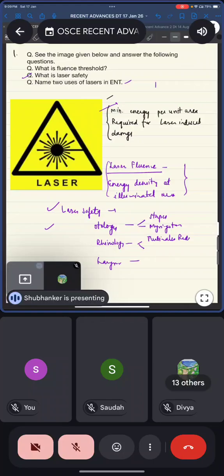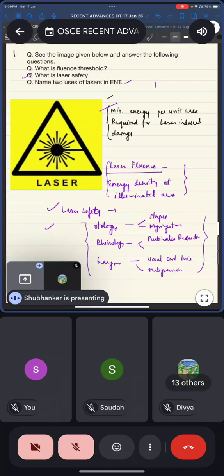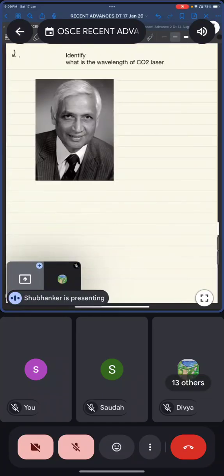You can use it in some of the sinusitis correction. In larynx, you can use it for vocal cord lesions, polyps, etc. You can use it for malignancies, initial stages. So if you organize it this way, it's the same, nothing else is different. It will give you a better approach to the question and a better standout as compared to the other people. Now, related to this thing only, the next question is, see this image.